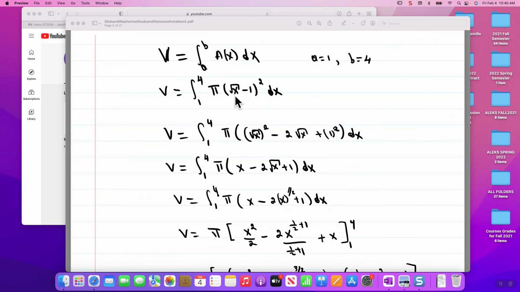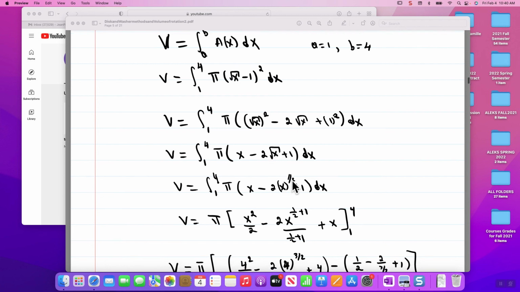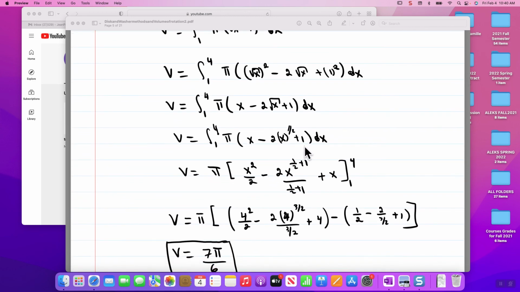Now, to do such an integral from calculus 1, you'll have to expand this expression first. You can FOIL it. After you FOIL it, you get the square root of x all squared, minus 2 times the square root of x, plus 1 squared. Now, square root of x squared gives you x. So minus 2 square root of x, plus 1. But we still cannot integrate because we have the square root. So we'll change the square root of x to x raised to one half. So then we are ready to integrate.